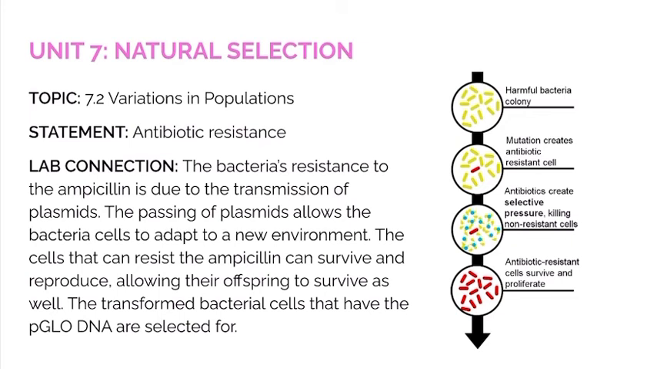So in the lab, the bacteria's resistance to the ampicillin is due to the transmission of plasmids, which is the pGLO plasmid, which allowed it to be resistant. The passing of plasmid allowed the bacterial cell to adapt to a new environment, and the cells that can resist the ampicillin survived and reproduced, and the ones that didn't survive obviously didn't pass on their resistance to any offspring, and that's displayed by this picture.